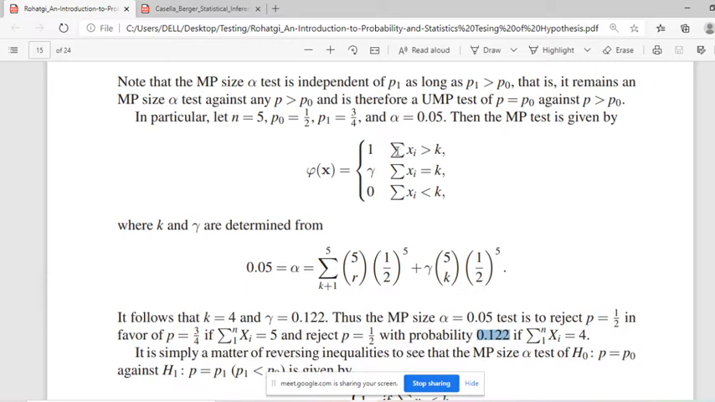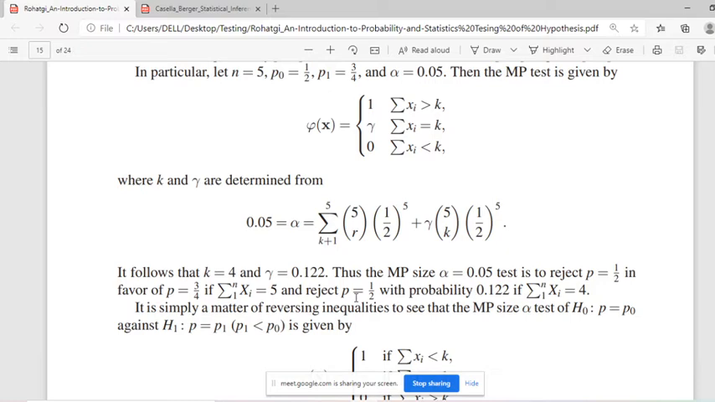Since k is taken as 4, surely we can reject when sum is equal to 5. But when k is equal to 4, here sum is equal to 4, we can reject the null hypothesis with probability 0.122. Okay, that is the idea. So this is the problem that illustrates the most powerful test function.